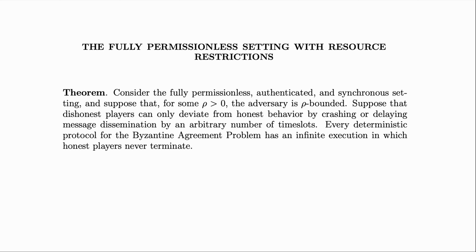Okay, so here's the theorem. Consider the fully permissionless authenticated and synchronous setting. Authenticated here just means that there is a signature scheme available, but no PKI. And suppose that for some rho greater than 0, the adversary is rho bounded. We're going to consider quite a weak adversary. Suppose that dishonest players can only deviate from honest behavior by crashing or delaying message dissemination by an arbitrary number of time slots. Well then every deterministic protocol for the Byzantine agreement problem has an infinite execution in which honest players never terminate.